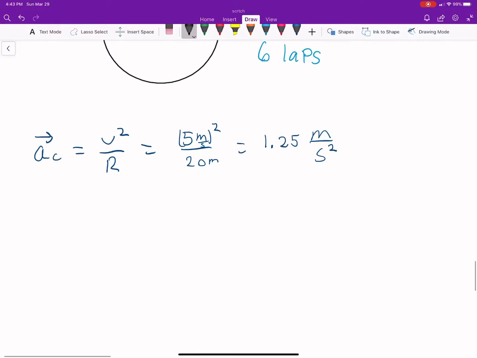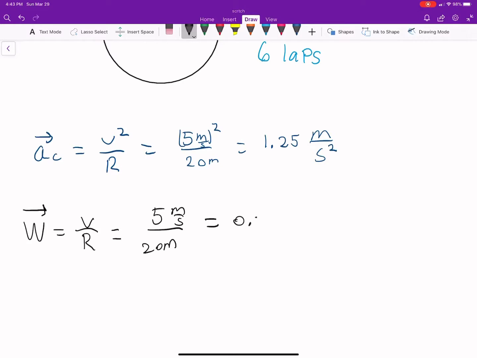The angular speed, omega, we gave that equation. Omega is v over r, which again, we can plug those in: 5 meters per second over your radius of 20 meters. Now, that ends up being 0.25 rads per second.